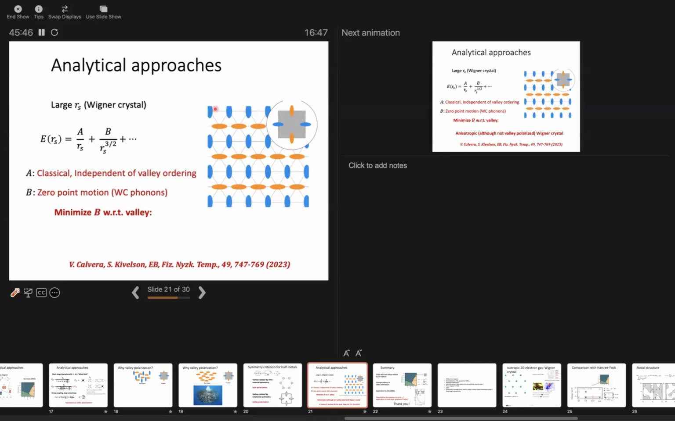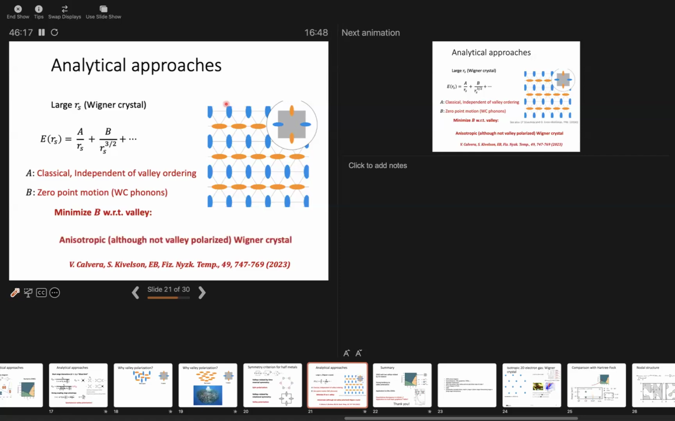It's not quite what we expected. We were expecting to find just a valley polarized phase, but it's not. It's a state where there's a row of the crystal where all the electrons go to this blue valley, and the next row goes into the orange valley, alternating. So this state breaks rotational symmetry, but it's not valley polarized on average.